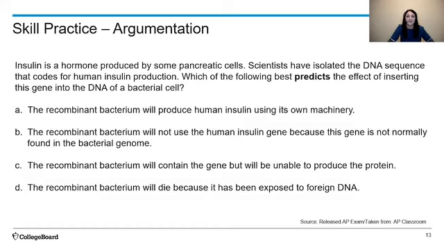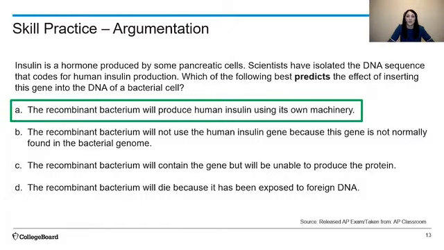All right, so the question is asking us which of the following best predicts the effect of inserting this gene into the DNA of a bacterial cell. And the correct answer here is A. The recombinant bacterium will produce human insulin using its own machinery. So since the genetic code is one of those shared conserved processes across all organisms, if we insert DNA from a different organism into another one, it has all the machinery and the mechanisms necessary for it to create that protein. And so that's why A is the correct answer.